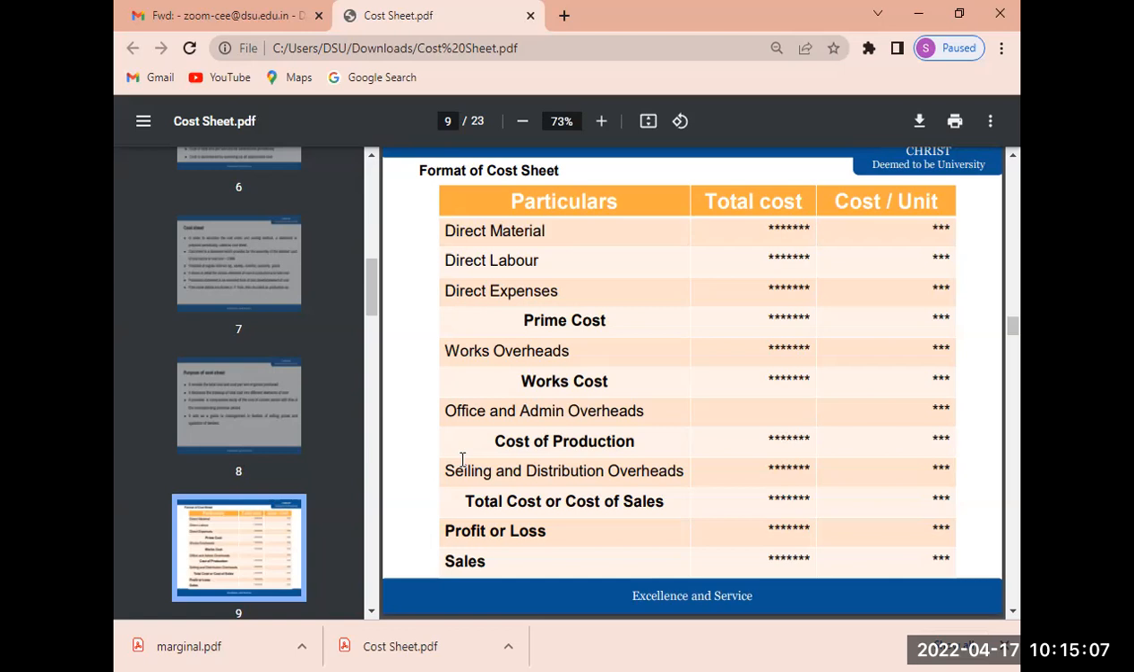Of course, from a financial accounting point of view, interest is a charge against profit. To the tune of interest, profit will come down. Interest goes up, profit will come down. That is true in financial accounting.